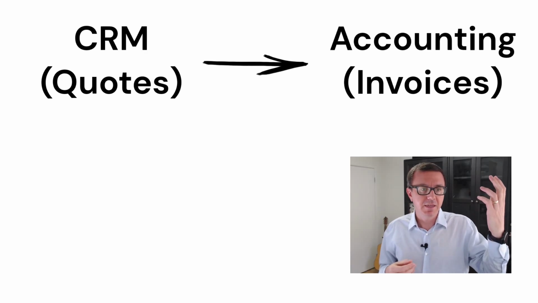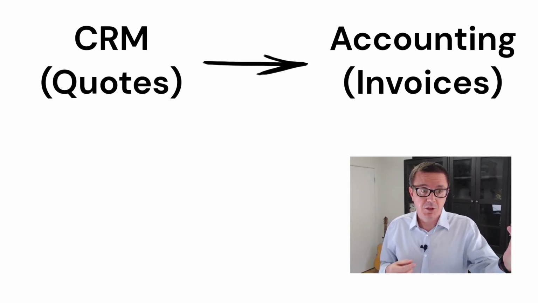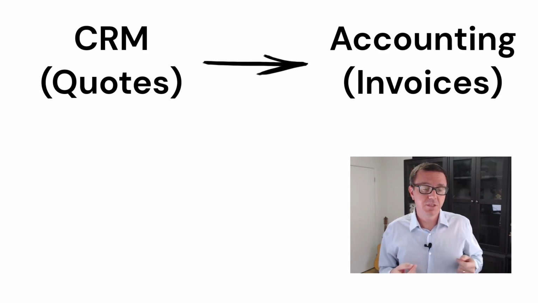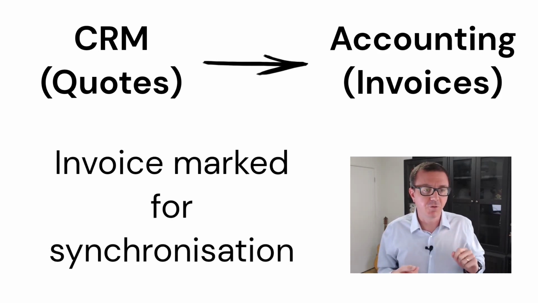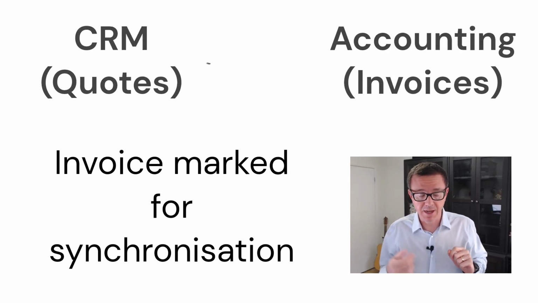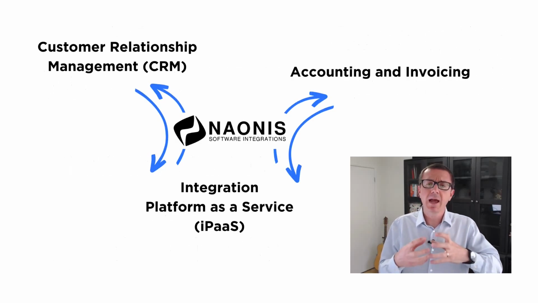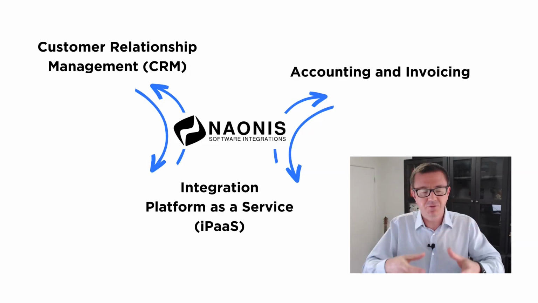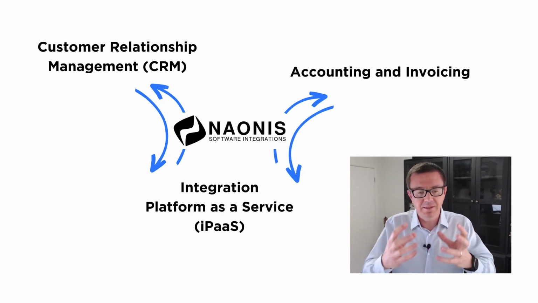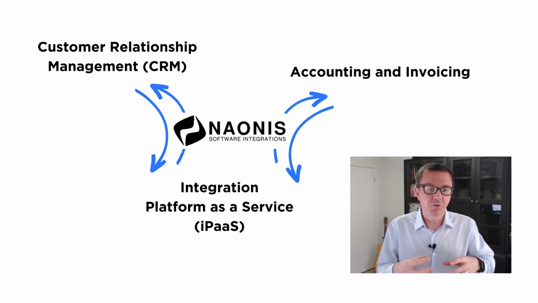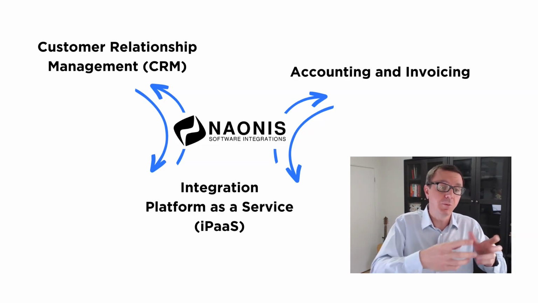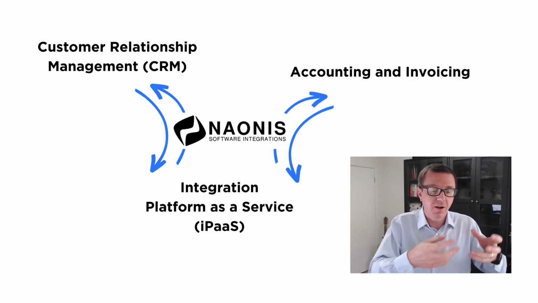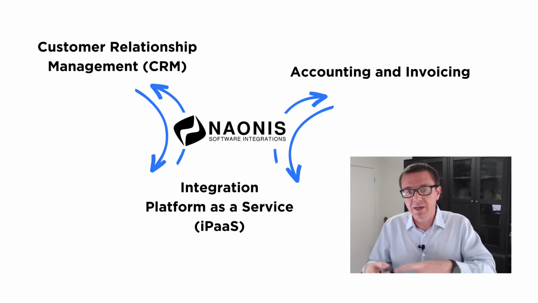So let's go back to the use case for a second. We have the salesperson creating an invoice or a quote into the CRM system, and then that invoice is marked for synchronization into the accounting software. Now what the iPaaS platform does is check every 24 hours, every 12 hours, whatever the requirement is from the customer point of view, if there are records to be synchronized from the CRM into the accounting software. If there are, the records are pushed into the accounting software.